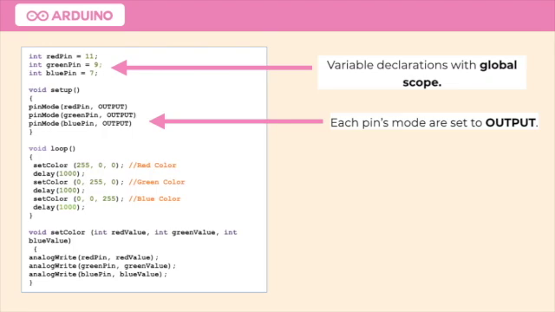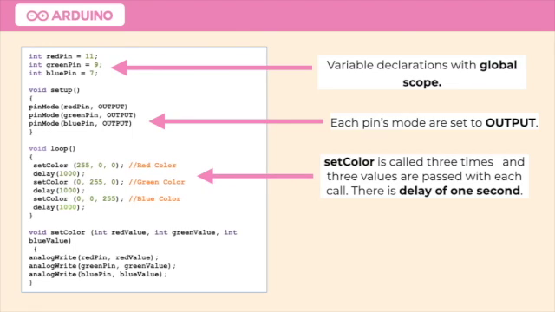Next is the setup function. Each pin mode is set to output. Then, in the loop function, we'll change the color of the LED every second. In order to get the red light on the LED, we will call the setColor function and set the value of 255 for the red value argument and 0 for the others. Respectively, we can get the 2 other basic colors, green and blue. To get other colors, we need to mix the argument values.